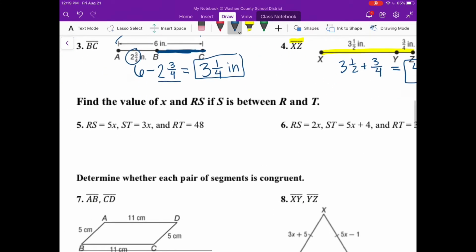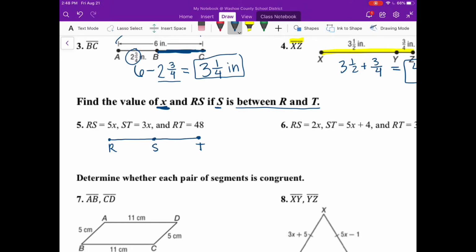All right. For 5 and 6, we have the same instructions. Find the value of x and RS if S is between R and T. So the first thing we want to do is draw a picture, because there's a lot going on in that problem. So I know that S is between R and T. It doesn't matter how you draw this, because at the beginning we said the pictures were not drawn to scale, but I have R here and I have T here, and S is between them.